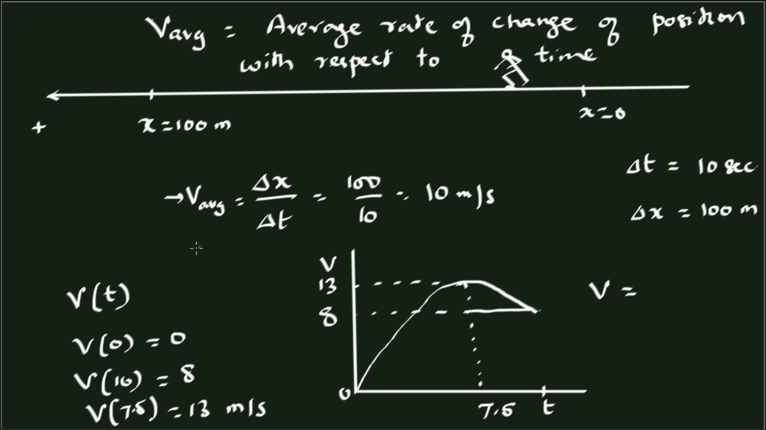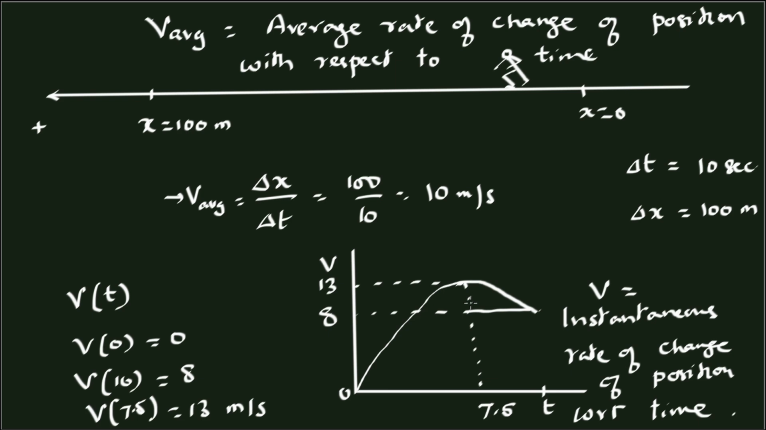So let me write that down. The average velocity is the average rate of change of the position, x is the position, with respect to time. Now notice, you must not say it's the rate of change of displacement with respect to time. It is the displacement over the time interval. But this is the rate of change of position. The instantaneous velocity is the instantaneous rate of change of position with respect to time. So his velocity at t equal to 7.5, 13 meters per second, is the velocity at that instant, and it is the instantaneous rate of change of position with respect to time.